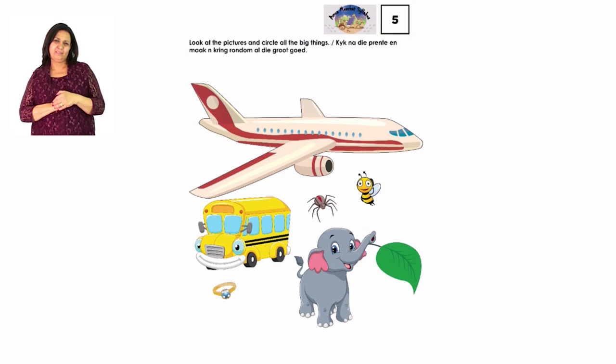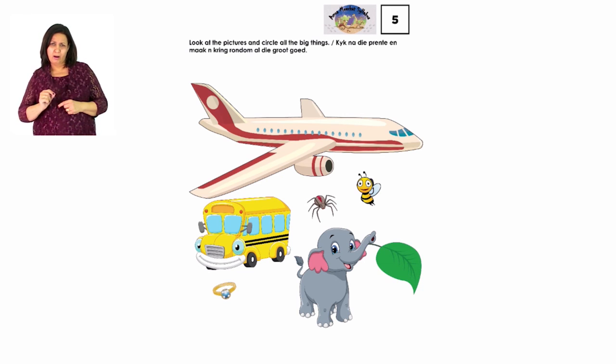Let's take our pencils and now identify all the big things we see on page 30. You need to circle. You may use a pencil. You may use a crayon. You may use a corky, whatever writing tool that you have. Now, before you begin, I will just give you a clue. If you look at the aeroplane, wow, it's huge, it's big, it's very large. So you need to circle the aeroplane.